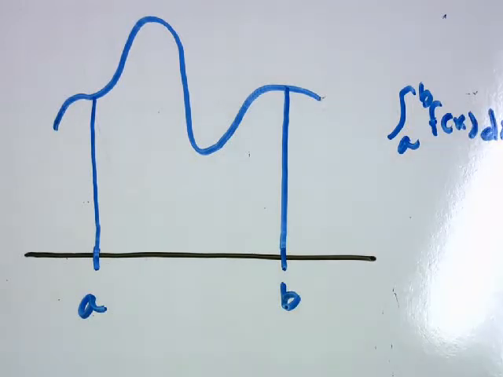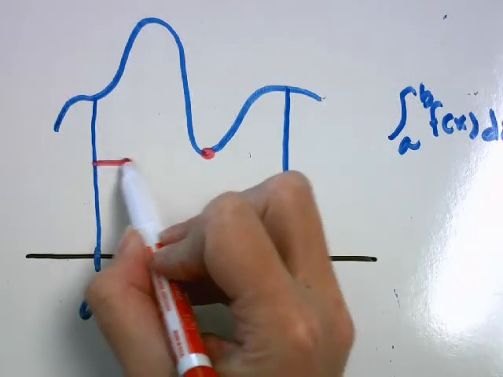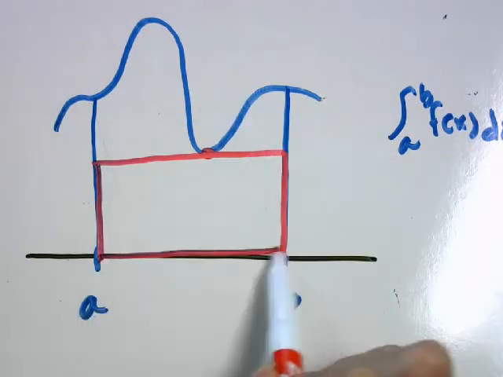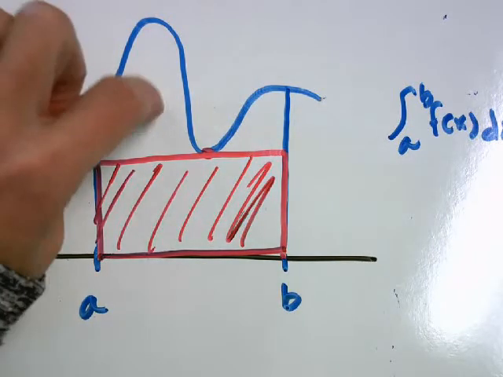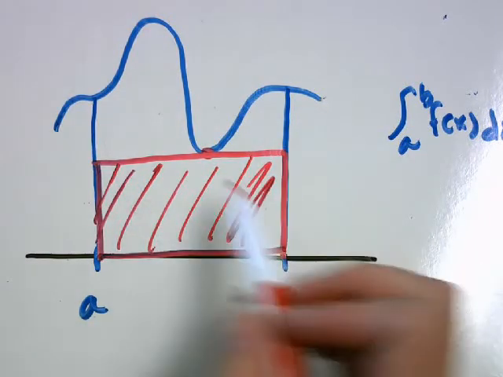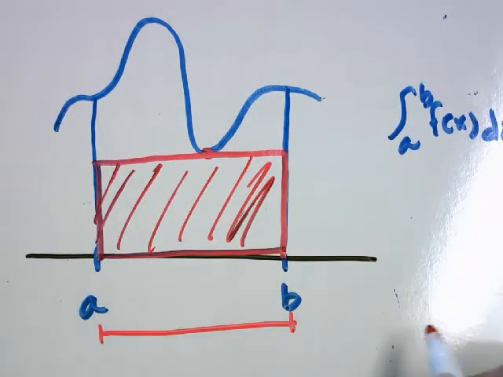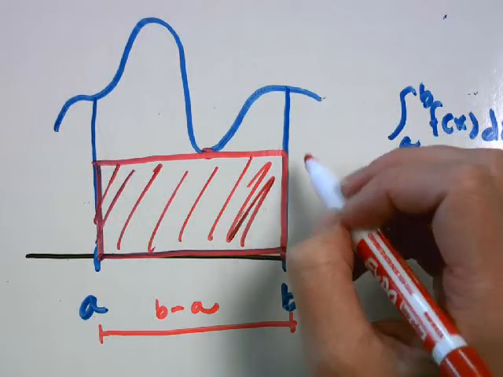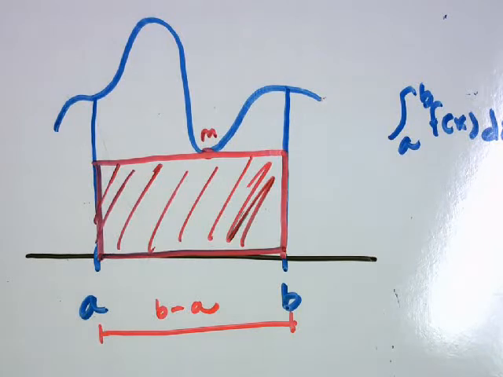The max-min bounds: we find the minimum. No matter what, the area of this rectangle here has to be less than the integral area. So what would this area be? Well, it's going to be this distance, which is b minus a, times the height, which is whatever this minimum value is, which we're going to call little m.